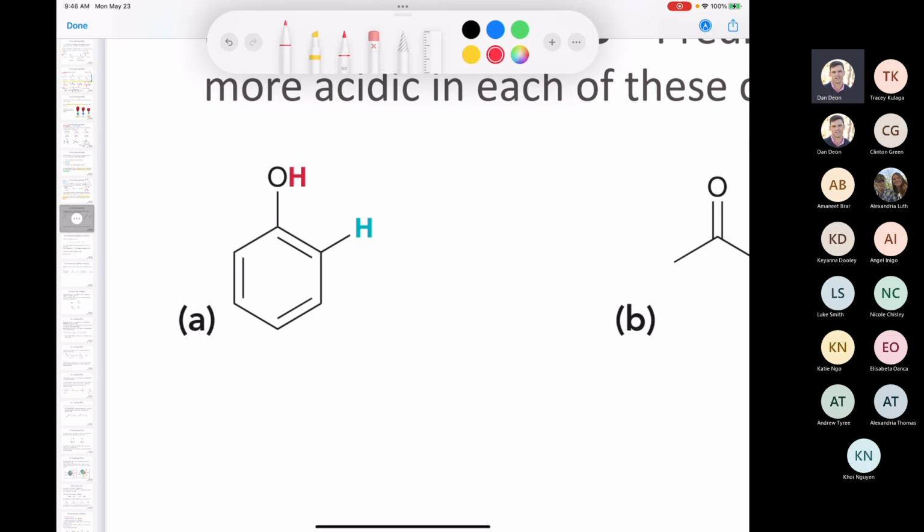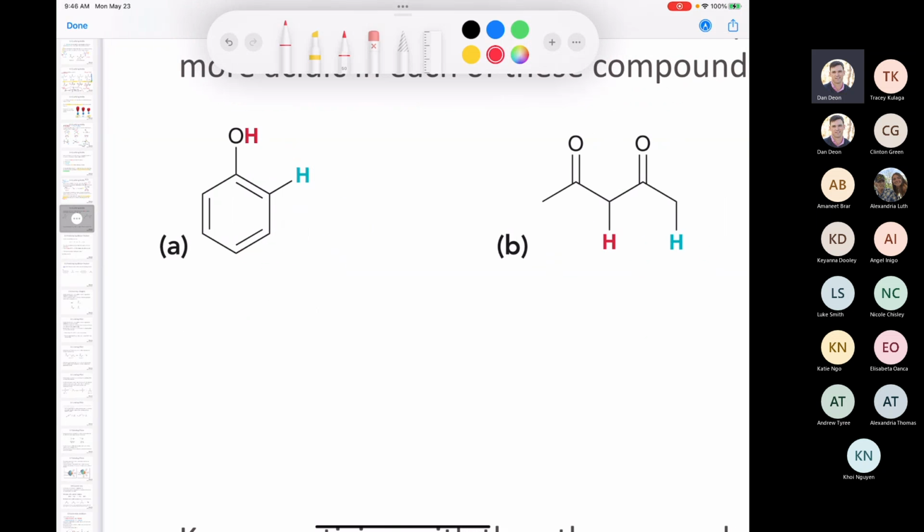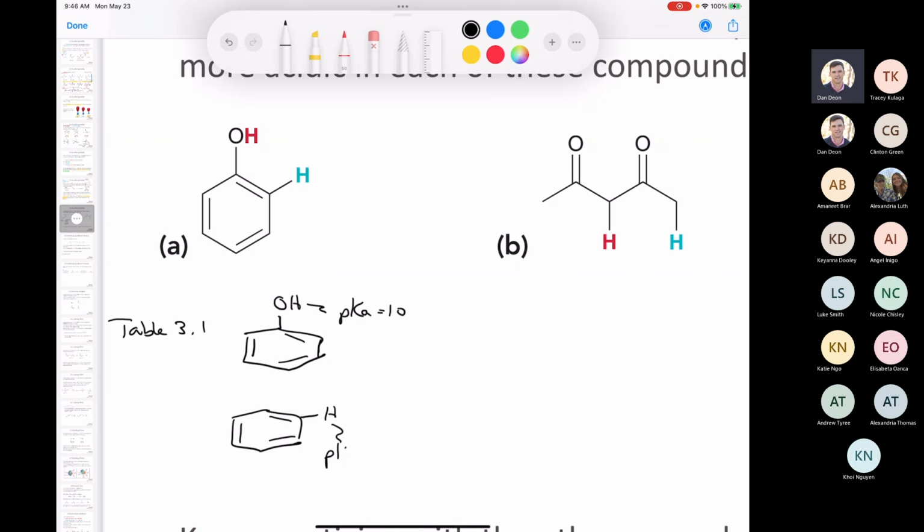Because if you go back to table 3.1, we saw that a phenol hydrogen has a pKa around 10, whereas an aromatic compound, having just a proton like this, has a pKa around 43. Therefore, since this is a phenol proton, it's going to be much more acidic. We're talking about 10 to the 33 orders of magnitude.